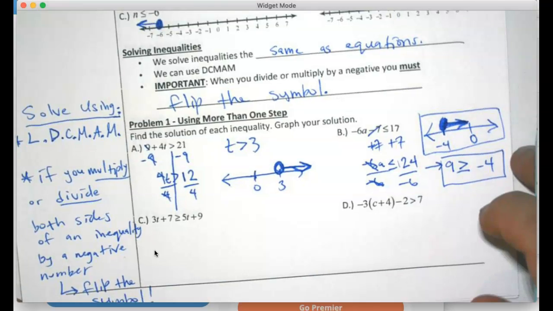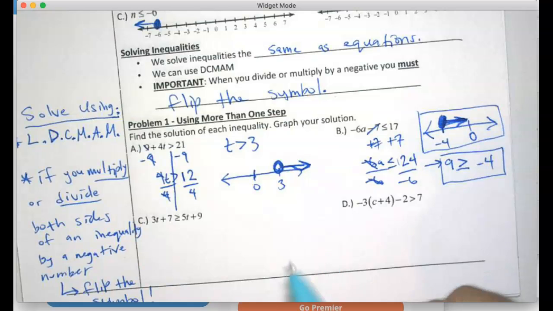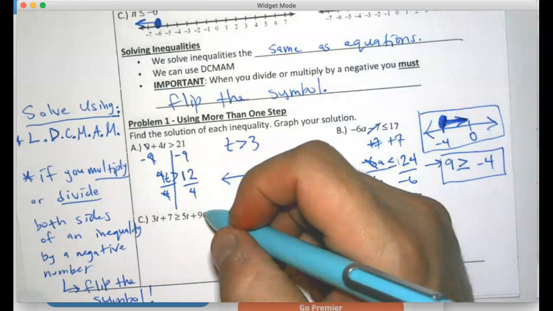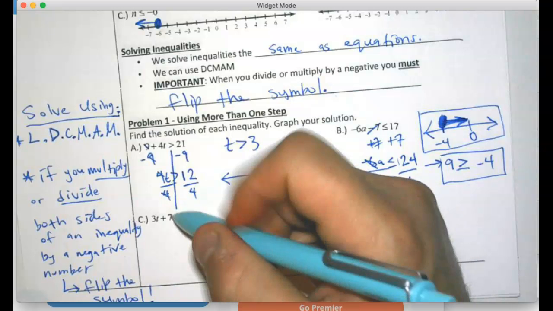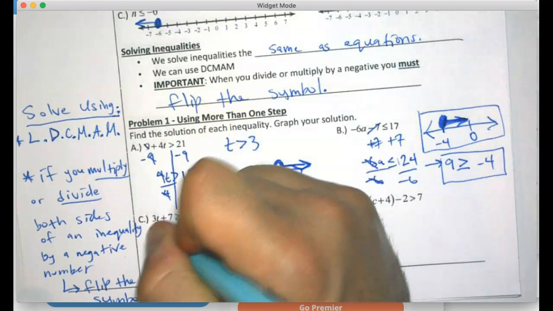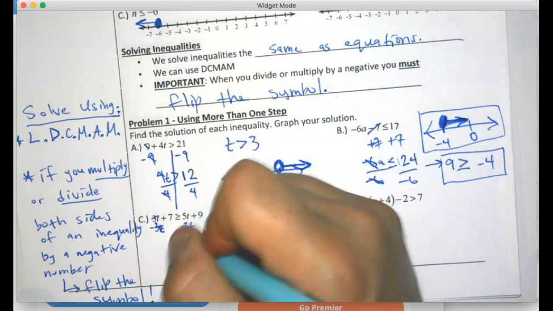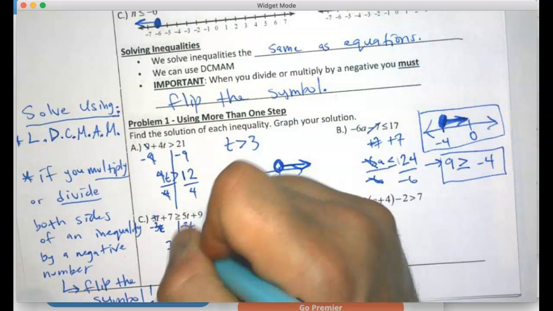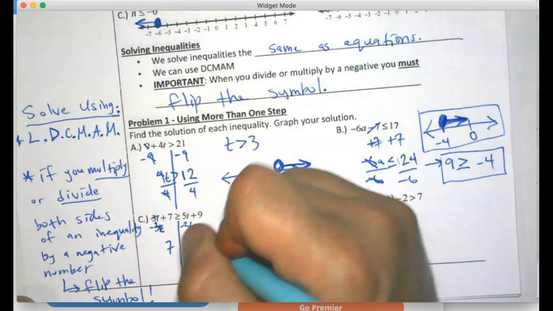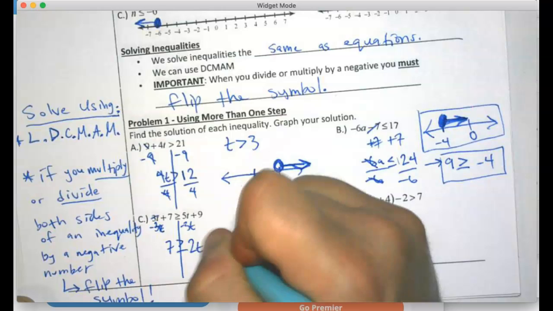Next problem, 3t plus 7 is greater than or equal to 5t plus 9. My first step here is to move the variables to the same side. Normally I like to move the lesser variable, so I'm going to subtract 3t from both sides. 3 is less than 5, so 3t is gone. Bring down the 7. Draw that line. The line might be helpful. 5 minus 3 is 2t. Bring down the plus 9.